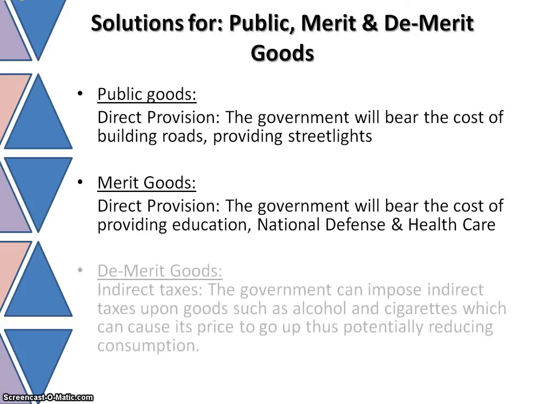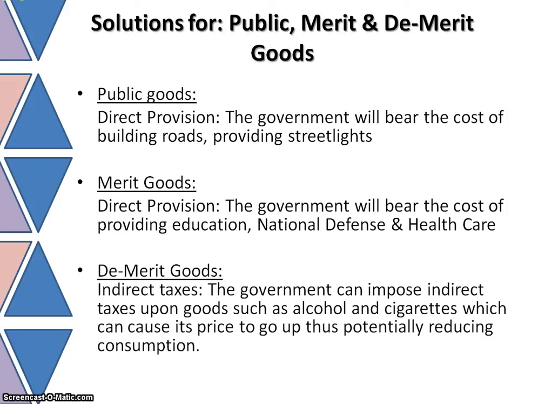With regards to demerit goods, remember demerit goods are goods that have negative externalities on society and therefore too much is being produced. So what the government can do is impose indirect taxes upon goods such as alcohol and cigarettes. Via these indirect taxes being imposed upon specific commodities, those commodities alone experience an increase in price, with the hope of reducing consumption by individuals. So, if indirect taxes are imposed upon alcohol and cigarettes, the hope is that individuals in society would consume less because now these goods will be high in price.